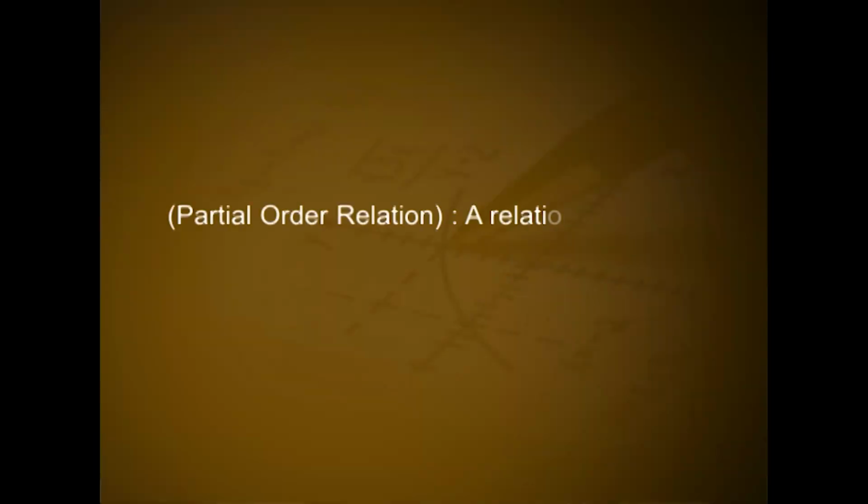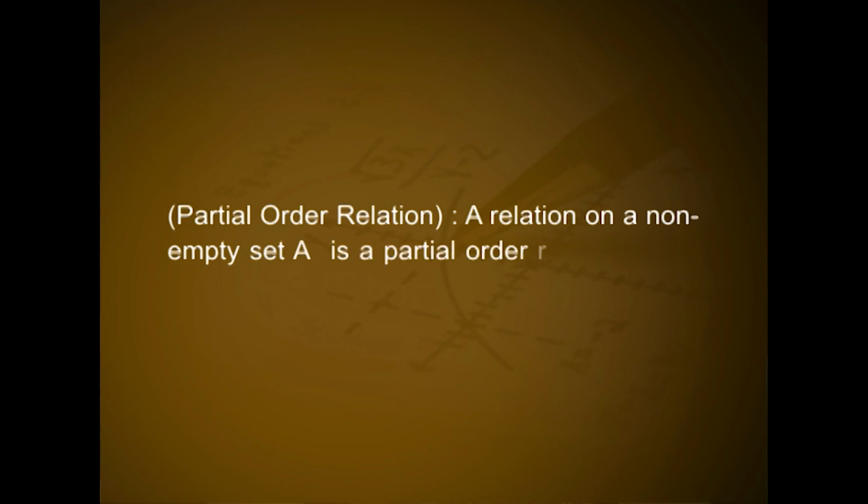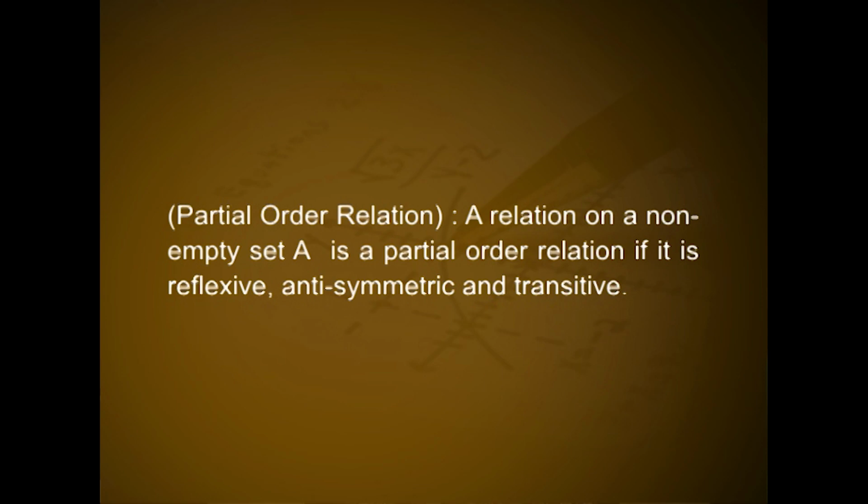Next, partial order relation. A relation on a non-empty set A is a partial order relation if it is reflexive, antisymmetric and transitive. Example, consider the set of all natural numbers. A relation R is defined as a related to b if a is less than or equal to b. Then R is reflexive, antisymmetric and transitive. In other words, R is a partial order relation.